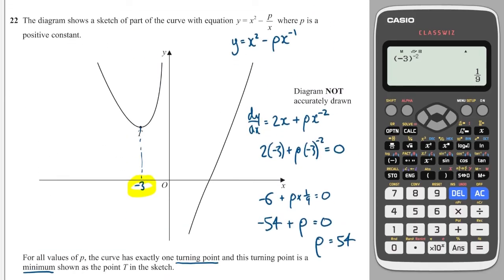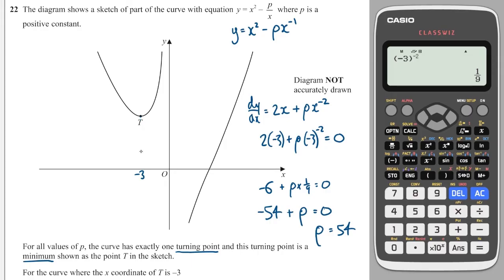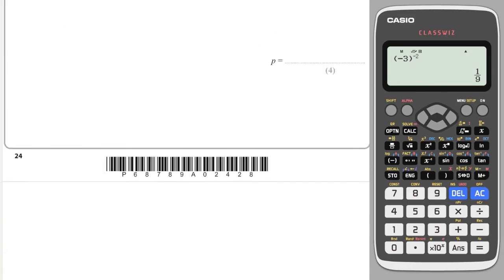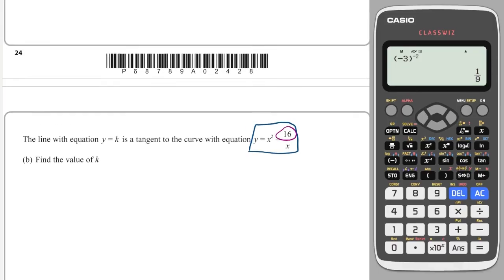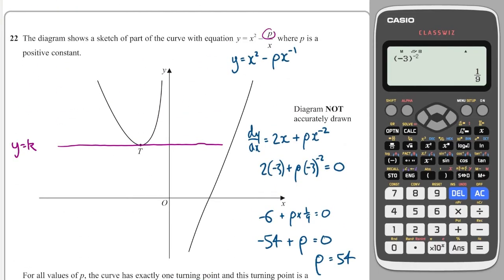Okay, I'm going to go back up to here. So again, we're going to have a tangent which is going to be a horizontal line, so that's the only place where this y equals k line can be. So this again is where the turning point exists, so where the gradient is equal to 0. Now we've already differentiated the gradient, and we want to set it equal to 0, but this time we know what the p-value is. We know it's 16, because in the question it tells us that, 16 there, and that's the p-value.